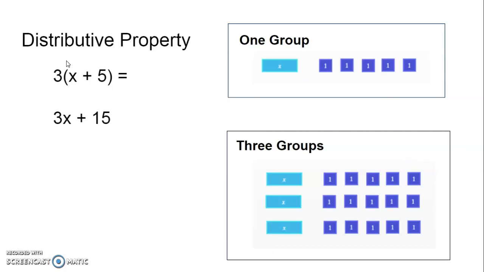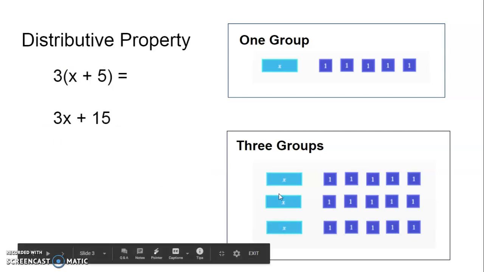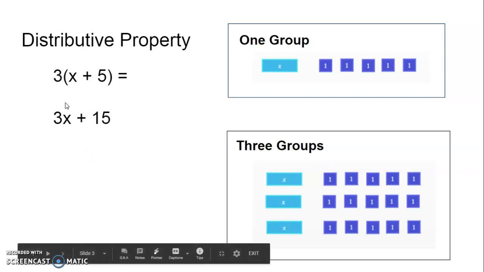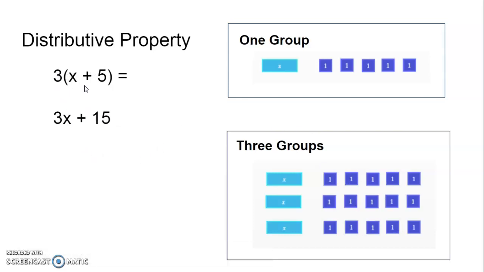When we're working with distributive property, though, when we're just doing it on paper and pencil, what we say is we distribute the 3 to each of the terms inside the parentheses. So 3 times x is 3x. So there we have it, 3 groups of x. And 3 times 5 is 15. Oh, 3 groups of 5, 15.